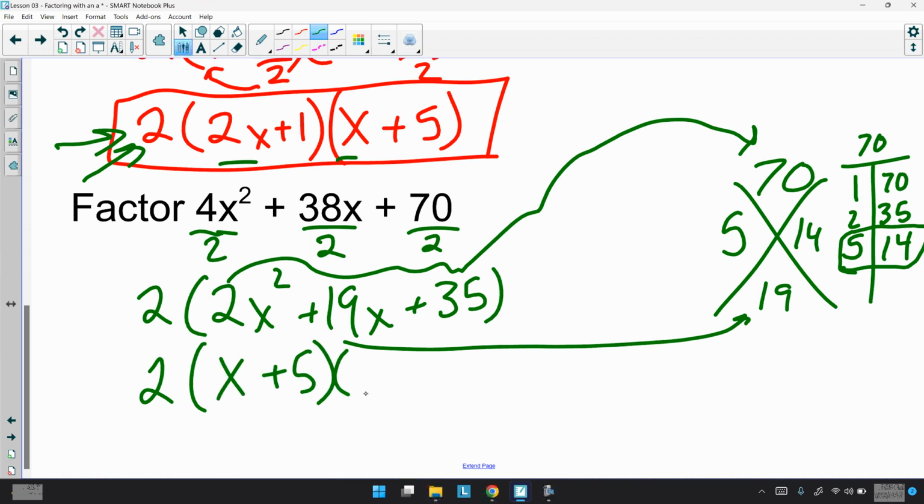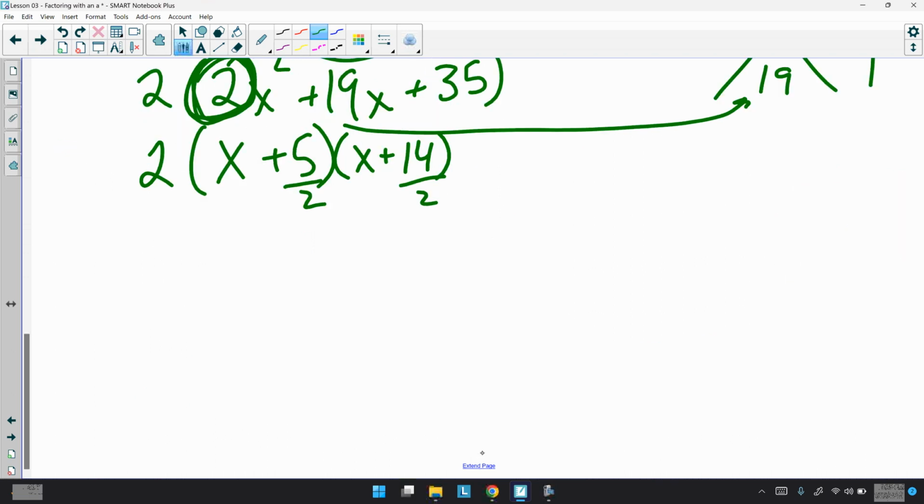Again, we're going to divide by this 2 because that's what we multiplied with. So, divide by 2, divide by 2. Need more space. This is reduced, so bottoms up. So 2 times 2x plus 5. 14 divided by 2 is 7.